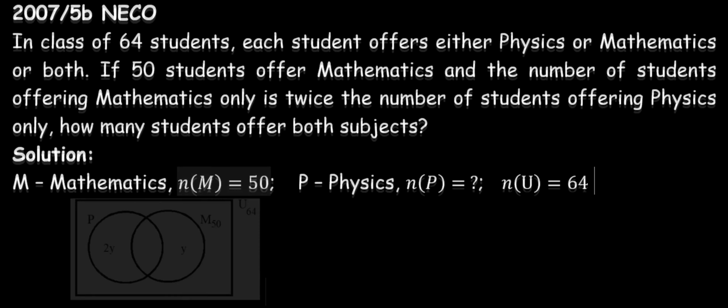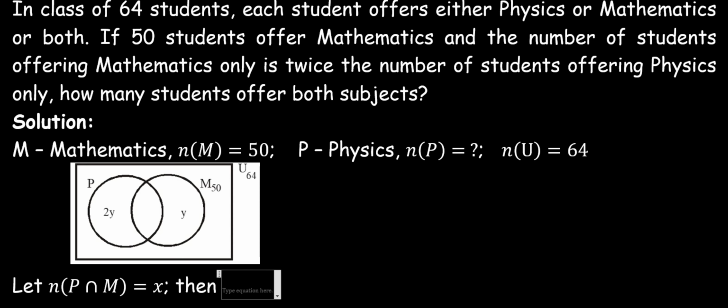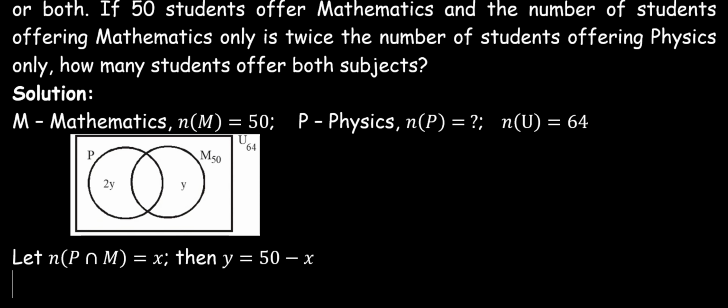Representing this in a Venn diagram, let the number of P intersection M be equal to X. Then Y will be equal to 50 minus X. If you look at our diagram, we let Y be those offering mathematics only. And since the representation, we are told that the physics only is twice Y, that is to say, those offering physics only are twice those offering mathematics only. Hence, you see Y and 2Y there. But from our analysis, when we let the number of P intersection M be equal to X, then Y will be equal to 50 minus X.